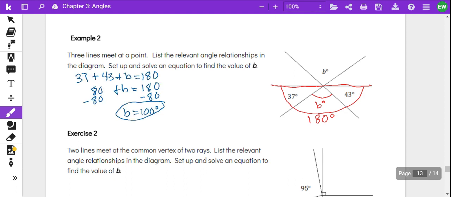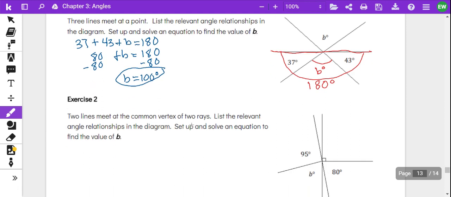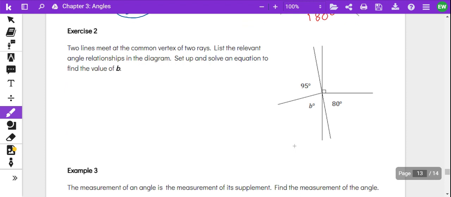All right, go ahead and check your answer. So we just set it equal to 180, combined the whole numbers, subtracted it from both sides, and got 100. All right, pause if you need to copy it. Let's move on.